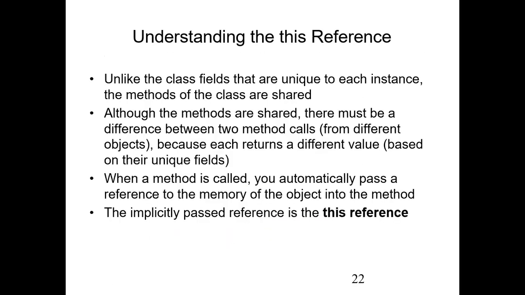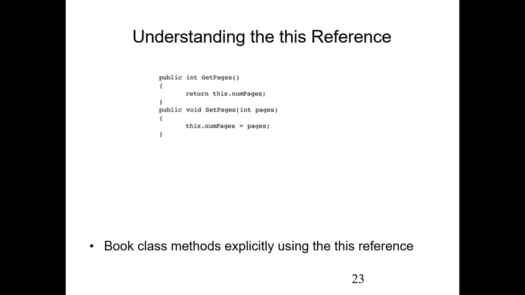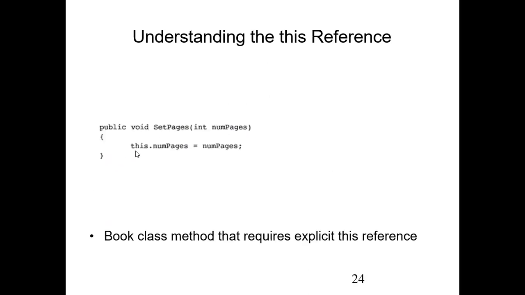But let's look at it from a different angle. Like I said, you can use this here, but let's look at this example. We have num pages, which is part of our class, an instance variable. And then we have num pages, which is a local variable here. So for the compiler to know which one is num pages, when you write num pages and then you assign it to num pages, the compiler needs to know: is this num pages referring to the local num pages, or is it referring to the instance num pages?